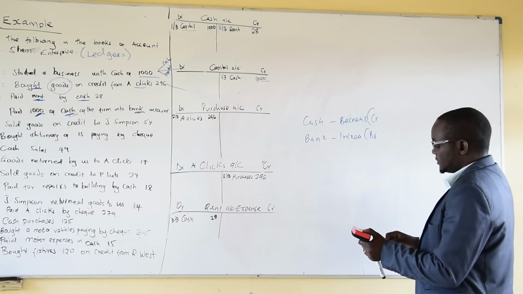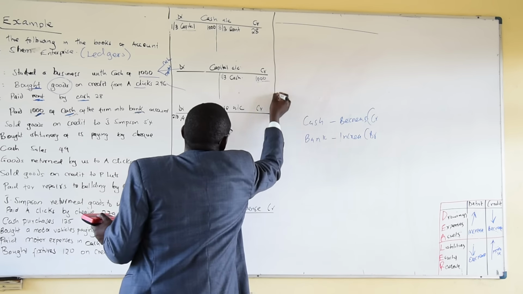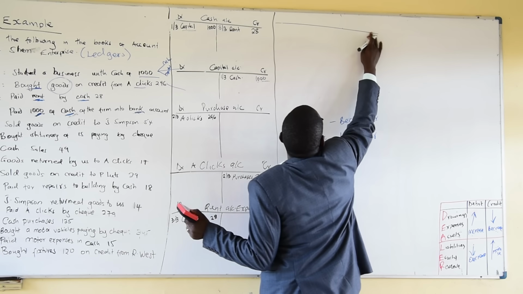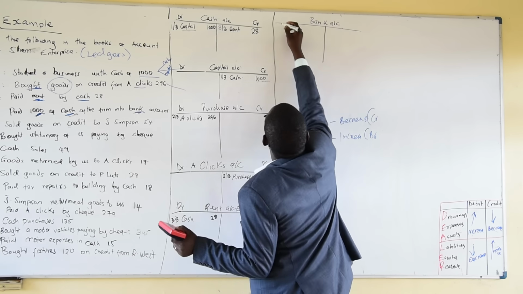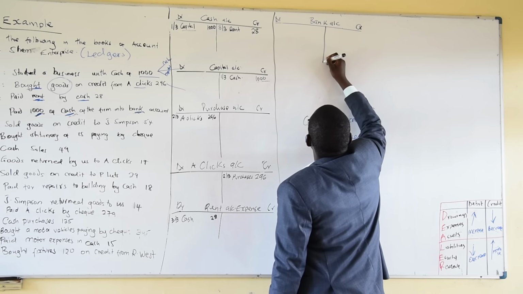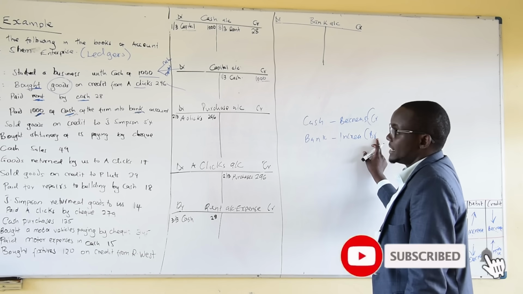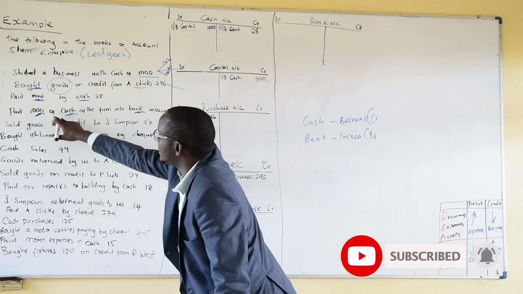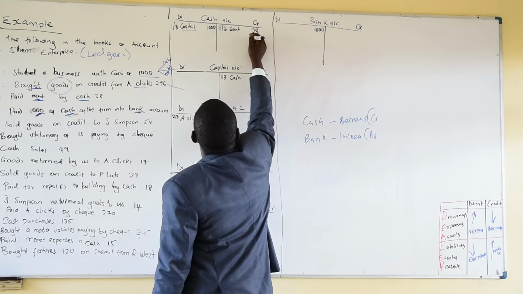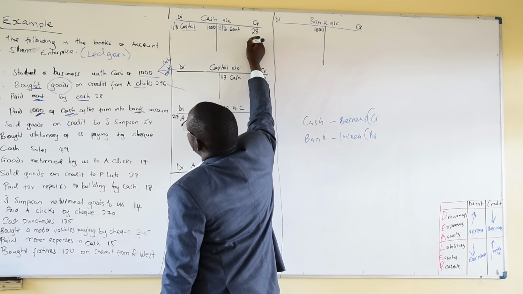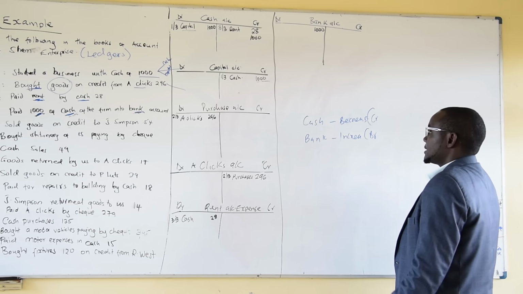So let me open a bank account. I have a debit and we have a credit. On this side, we need to debit bank because the money is going to the bank. So we debit bank with 1,000. I put this money 1,000 on the debit side of the bank account, and on the credit side of cash I put 1,000.